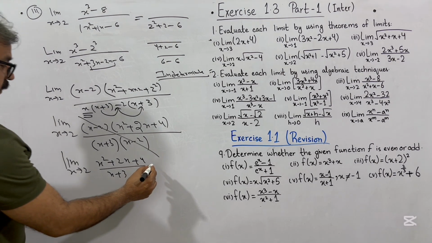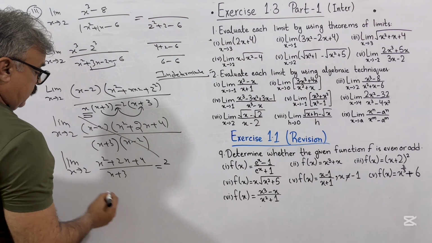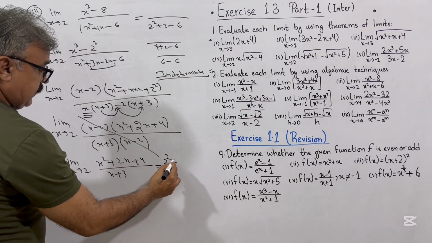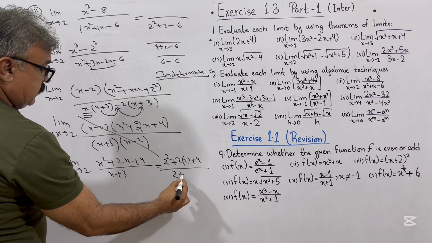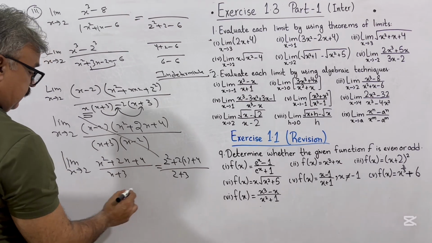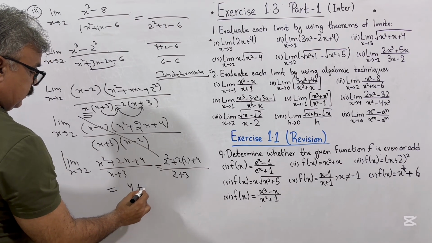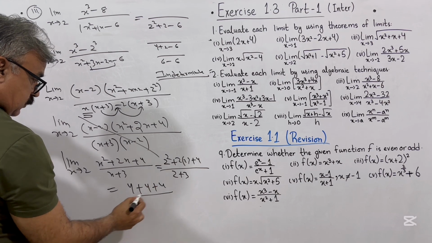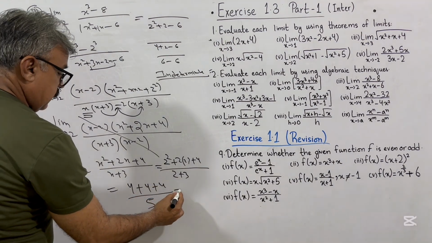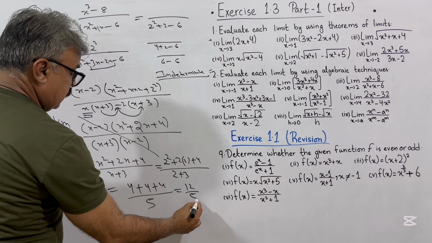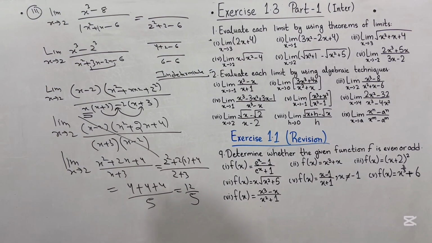Denominator is not 0 and we have done wonders. X is 2: 2 square, 2 times 2 plus 4, overall 2 plus 3. We have 2 square 4, 2 times 2 is 4, plus 4, 2 plus 3 is 5. It is 5, which means 12 over 5. 12 over 5 is my answer.